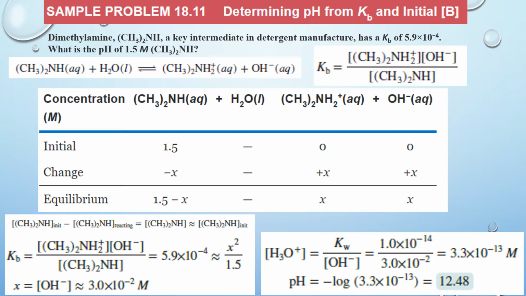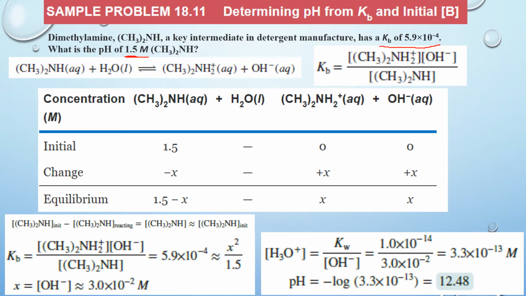So similarly, we can also calculate the pH from the Kb value. And we have an example. Here we have this dimethylamine, with this formula, and the Kb value is given. It asks us what's the pH of this compound in solution if the concentration is 1.5 molar.